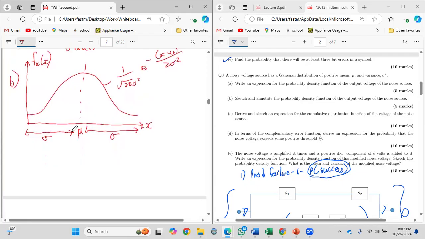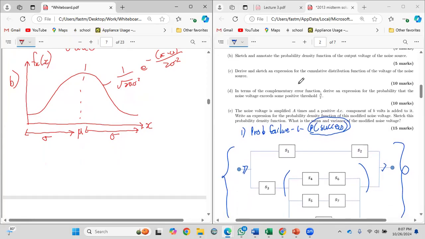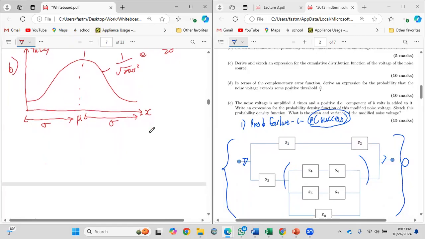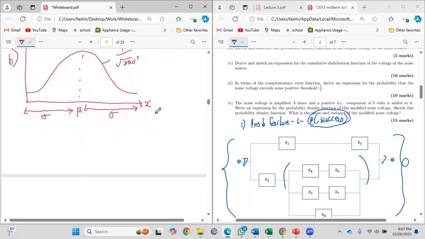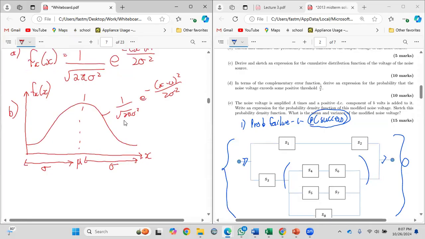So now part C. Derive and sketch an expression for the CDF of the voltage of the noise source. Okay, no problem. So this sketch is the same no matter what you're doing. This is the CDF of a continuous random variable. So the mean has 50% of the data set here and 50% here. That is why it's centered about your mean value.